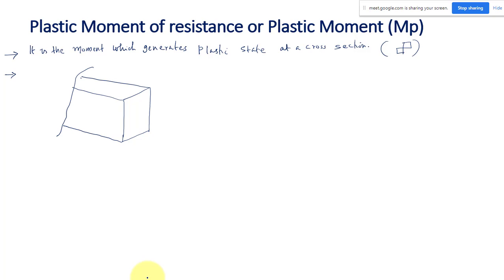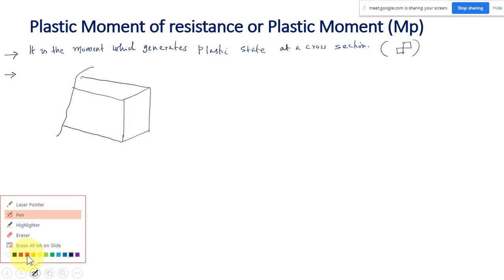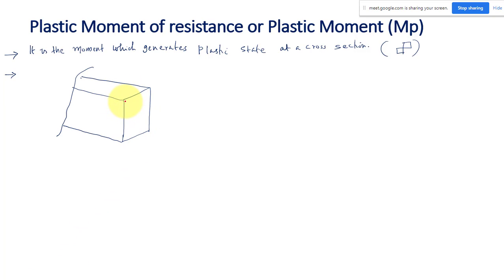Okay, so at the elastic state, what will be the stress diagram? It will be linear. Let us assume sagging moment. Somewhere here I will be having the neutral axis in the elastic state.